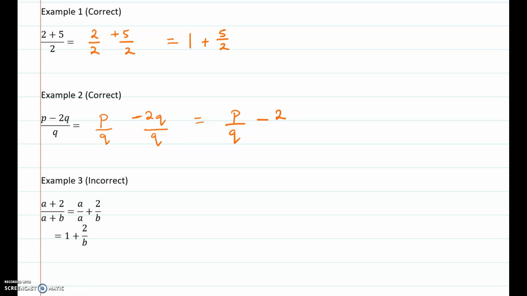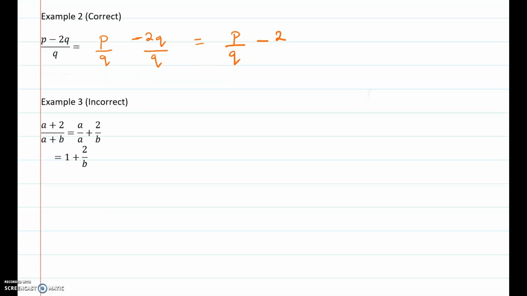And what happens on this side is the q's cancel. Okay, so the q's we can cancel here because this is a single fraction now. And even though we have a subtraction here, within the fraction itself there's no subtraction, so cancelling is allowed. And we can write P minus 2q over q as P over q minus 2.